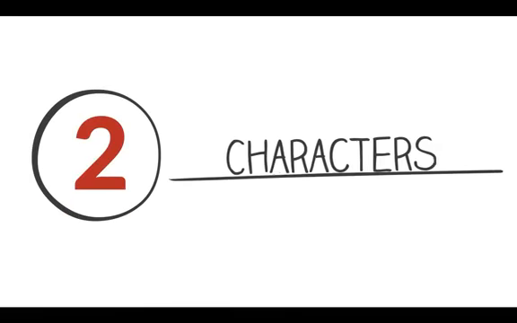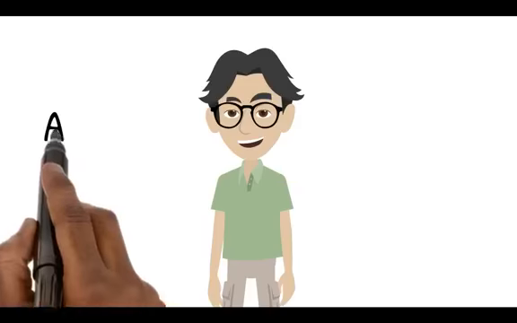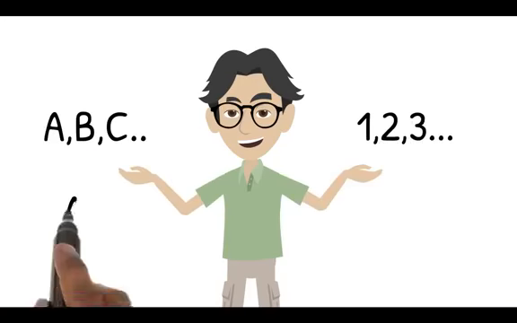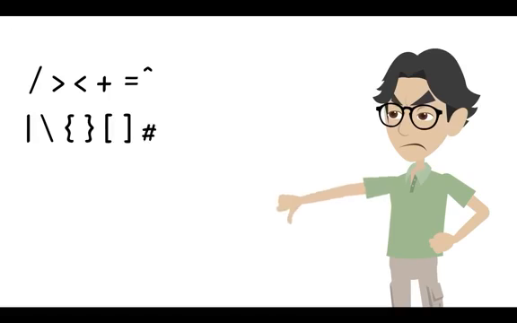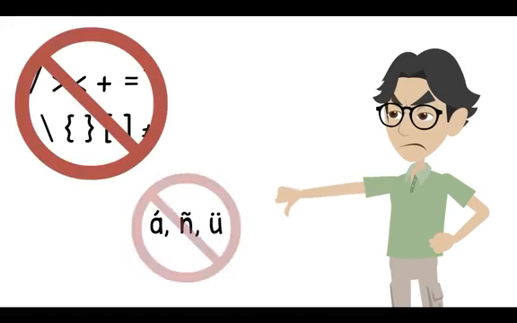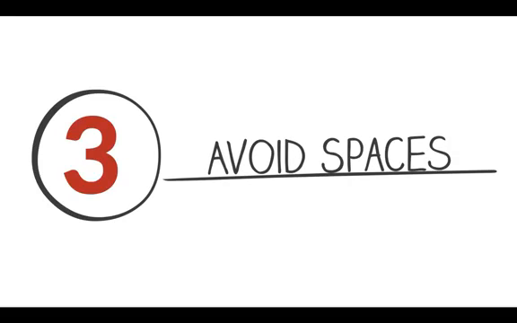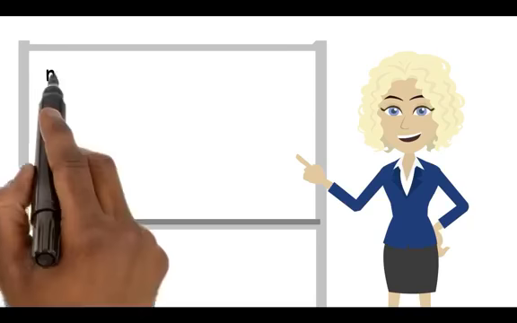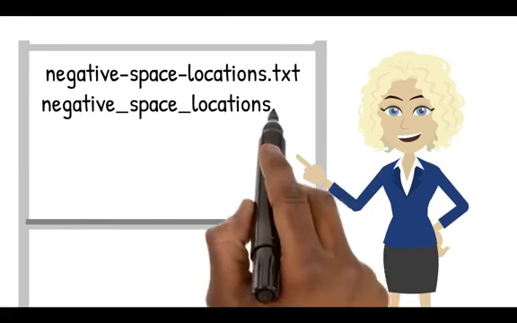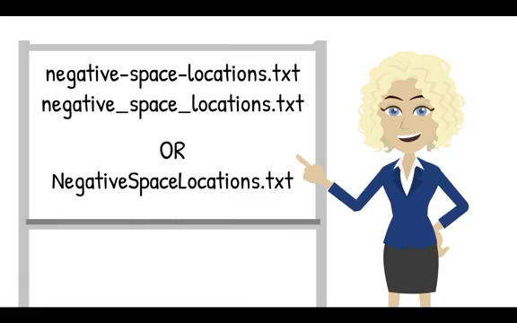Tip number 2. Pay attention to characters. Use only letters, numbers, dashes, and underscores in the file names. Do not use any special characters like parentheses, and avoid using characters with diacritics like accent marks and tildes. Tip 3. Do not use spaces in your file names. Spaces might interrupt or stop programs or scripts that the digital archive needs to run on the files. Instead of using spaces in your file names, use dashes, underscores, or camel case instead.